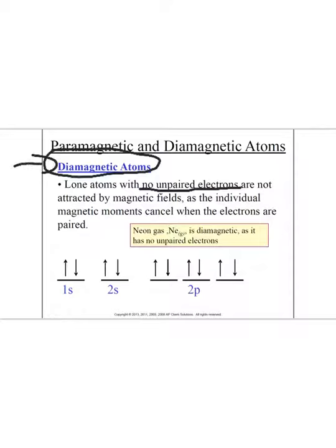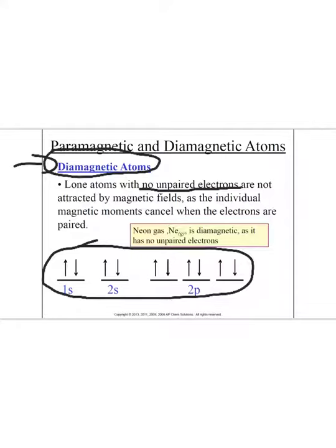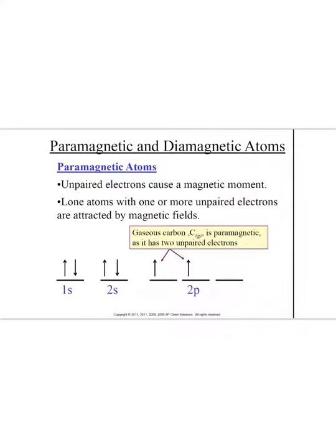So if we look at neon, it is diamagnetic because if we look at its electron orbital configuration, it has all paired electrons. There are no unpaired electrons. So diamagnetic means no unpaired electrons. And that means single atoms are not attracted to a magnetic field. However, we will find that there are many, many atoms that have unpaired electrons.